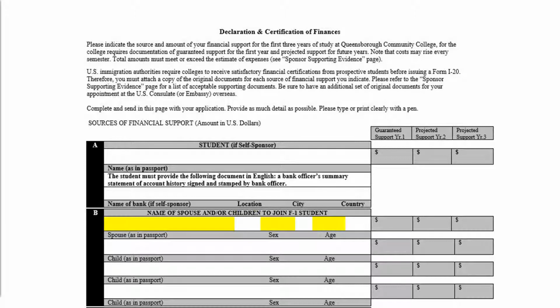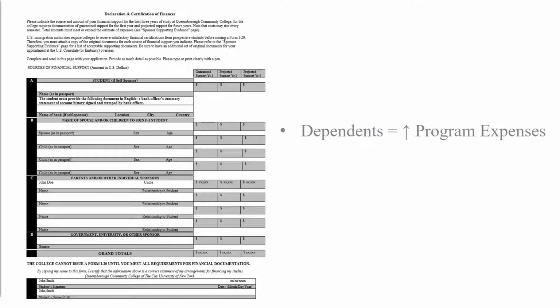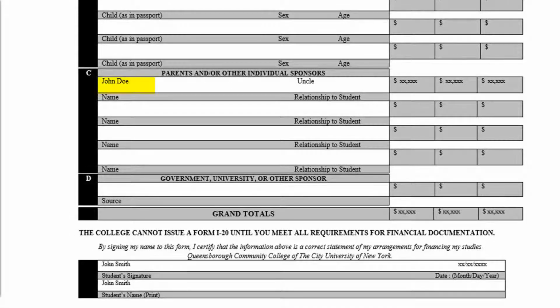Enter the name, sex, and age of each individual that will be accompanying you to the United States in Section B. Be aware that for each dependent included in the application, your annual program expenses total will be higher. For the exact amount of increase, please consult page 4 of our I-20 application. In Section C, list the name and relationship to you of each individual who will provide you support.